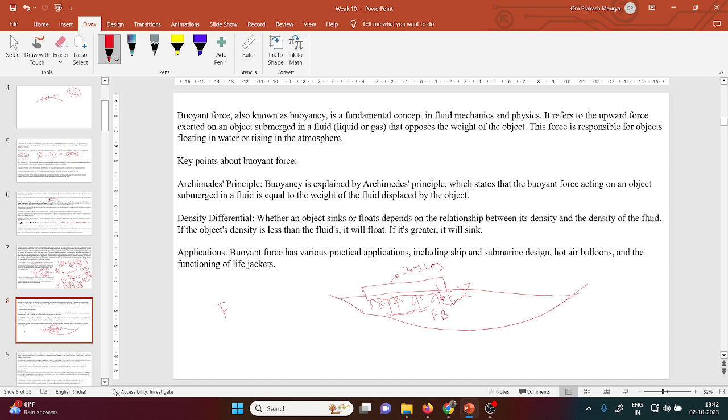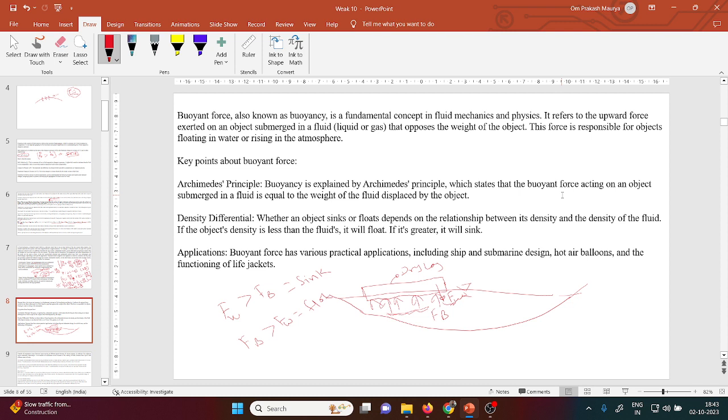If your weight force is greater than FB, what will happen? It will sink. If FB is greater than FW, the floating case. So this is the concept, and you know the Archimedes principle. What was the Archimedes principle telling? For that, you can take a screenshot. The force is how much actually will act.